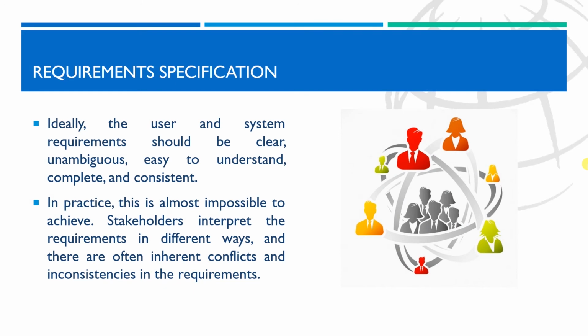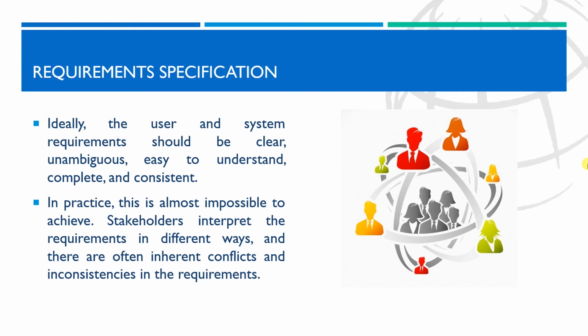The requirement specification is the process of writing down the user and system requirements in a requirements document. Ideally, the user and system requirements should be clear, unambiguous, easy to understand, complete, and consistent. In practice, this is almost impossible to achieve because sometimes stakeholders interpret the requirements in different ways, and there are often inherent conflicts and inconsistencies in the requirements.